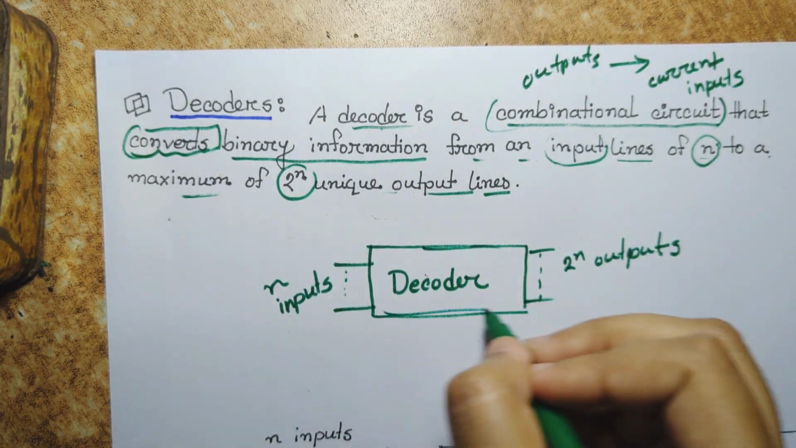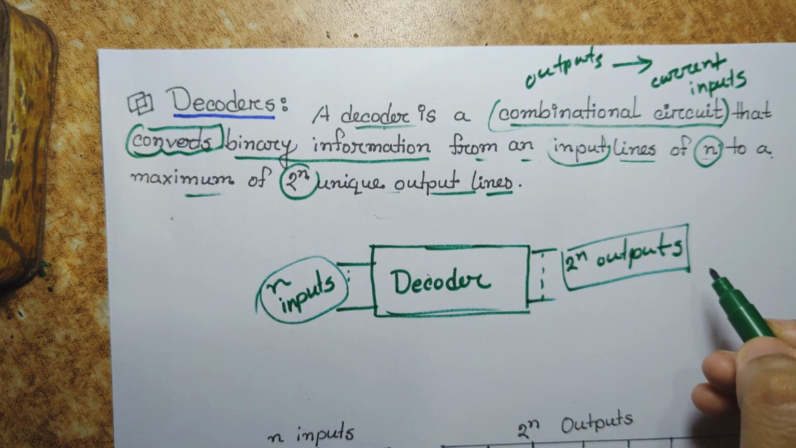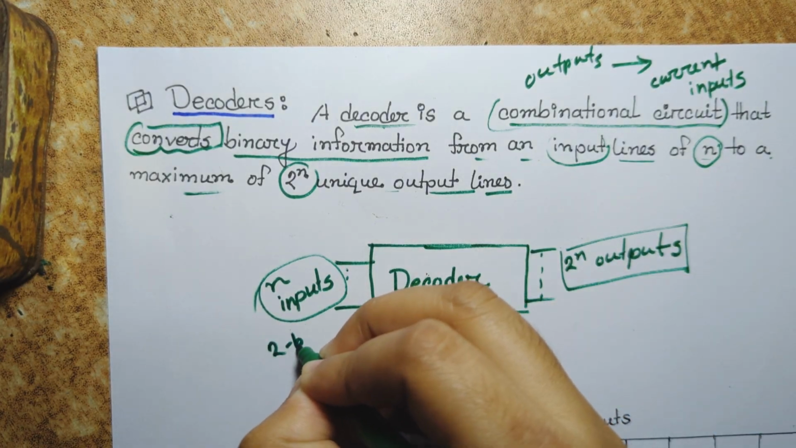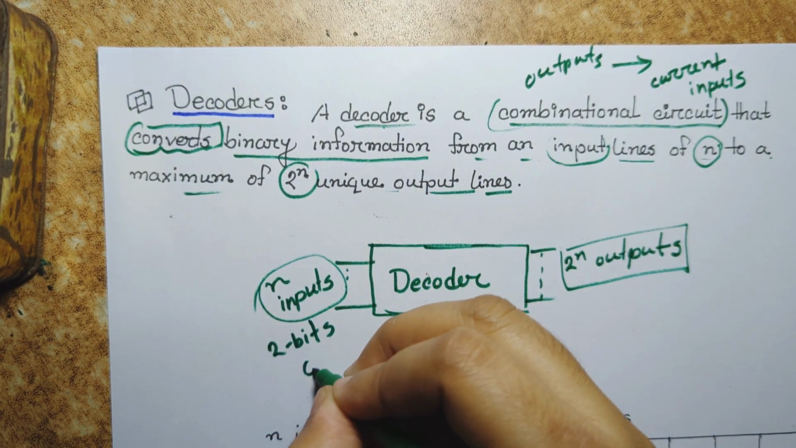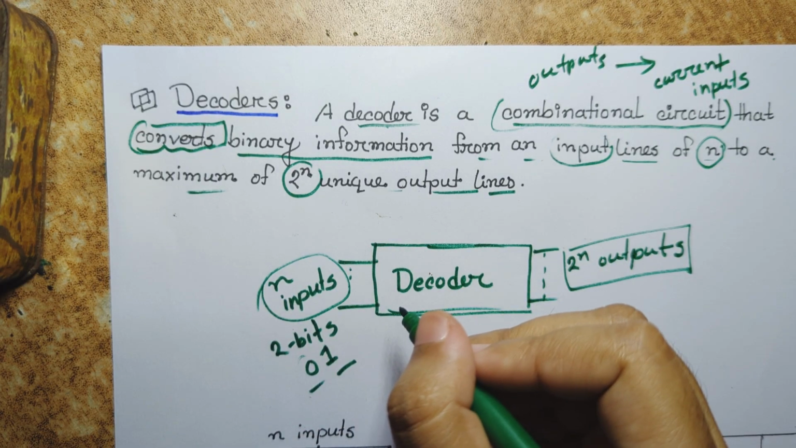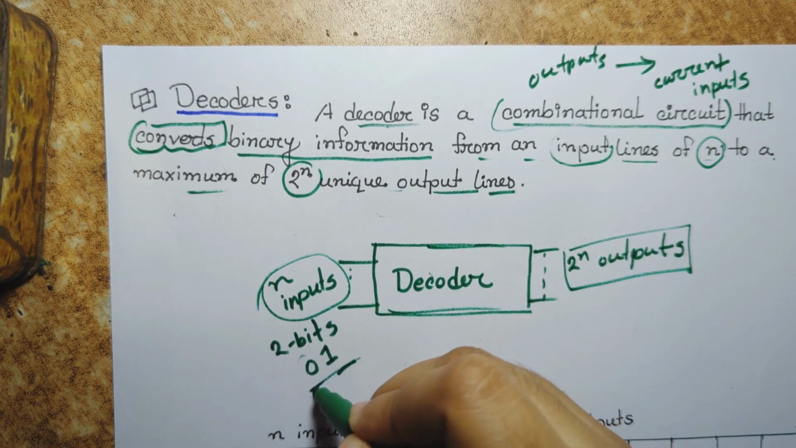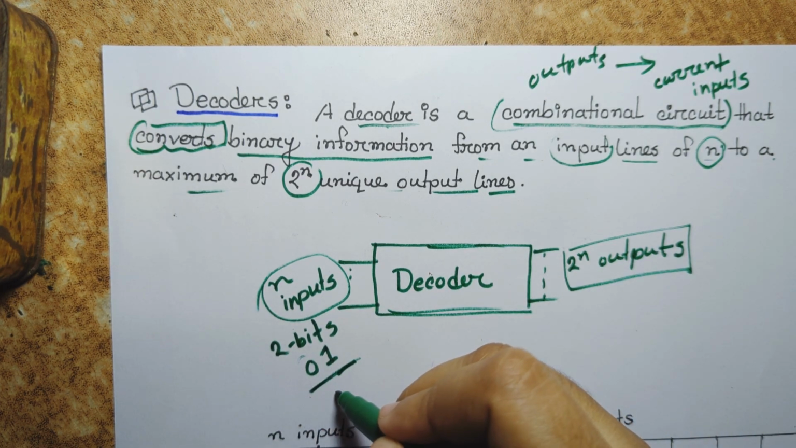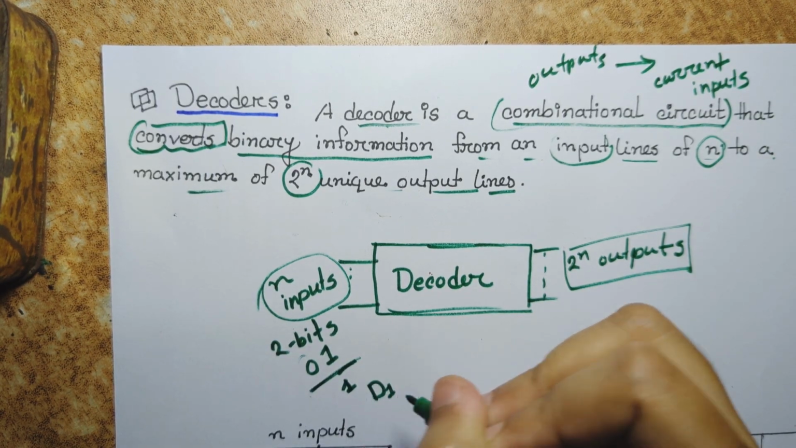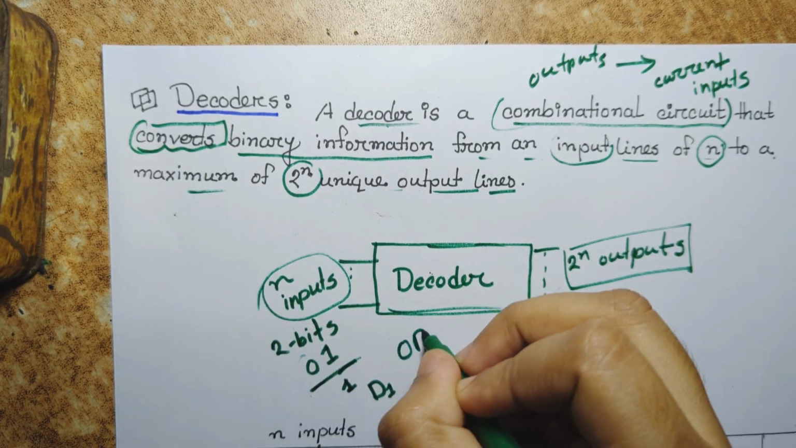This is how the decoder works. It takes n number of inputs and gives us 2 to the power n number of outputs. Let's see how it works. If we give 2-bit binary inputs like 0, 1, it will decode and give the output on the second output line, as here we give 0, 1, which is equivalent to 1. So it will give output D1, which is the second line of output, and it will keep all others off.